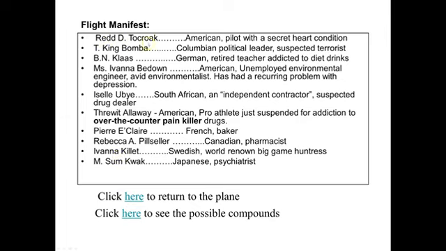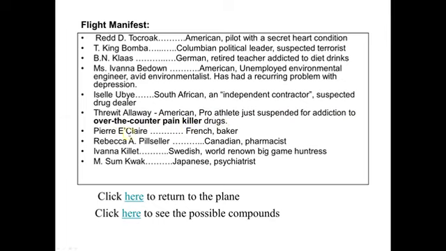First one is Red Tukrok. He's an American pilot with a secret heart condition. T. King Bomba is a Colombian political leader and suspected terrorist. B. N. Klaas is a German retired teacher that's addicted to diet drinks. Miss Ivana B. Down is an American unemployed environmental engineer, avid environmentalist, and has had a recurring problem with depression. Isabella Ubai is a South African independent contractor, suspected drug dealer. Through It All Away is an American pro athlete just suspended for addiction to over-the-counter pain medication.